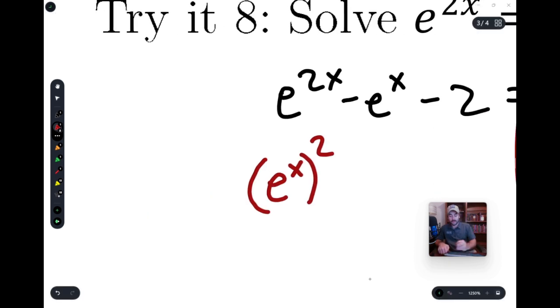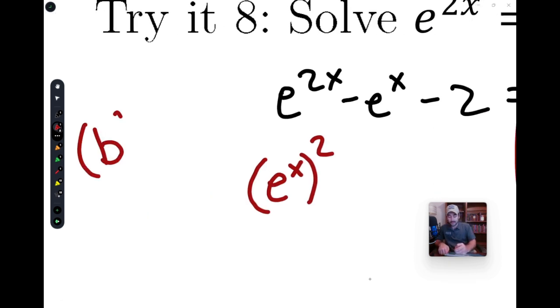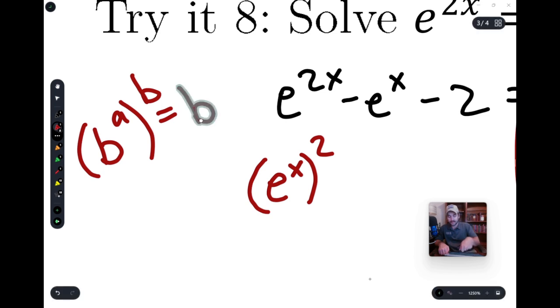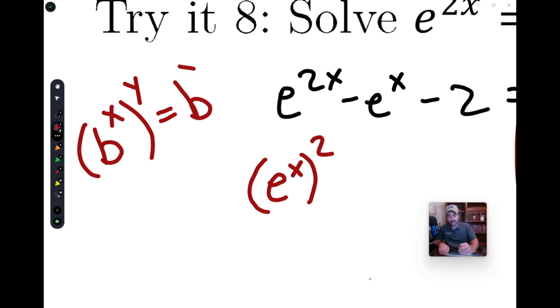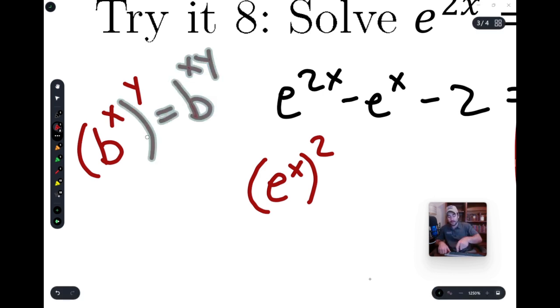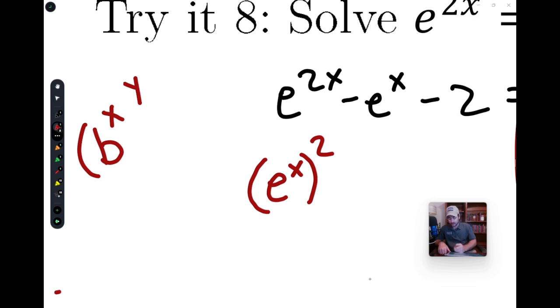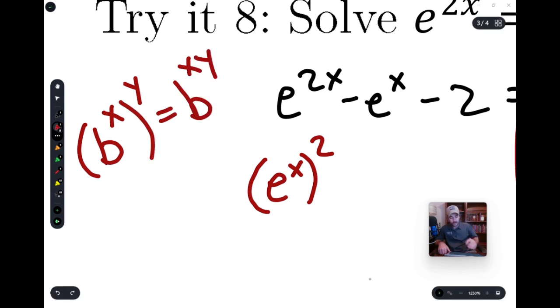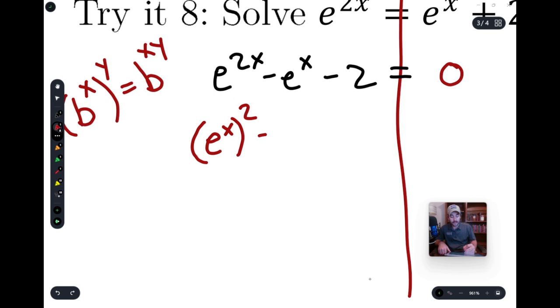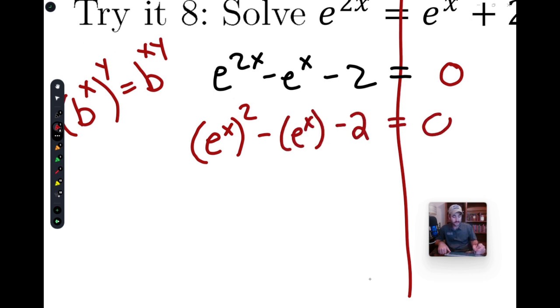That comes from the property that says if you have a base raised to the x raised to the y, it's the exact same thing as the base to the xy. Well, all we did is undo that power. And what that power is going to help us do is recognize this as a quadratic. Minus e to the x minus 2 equals 0.